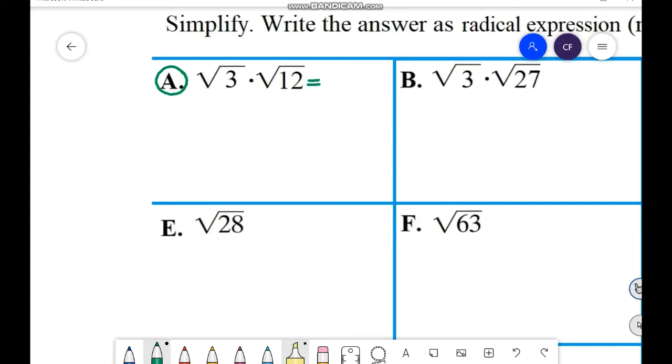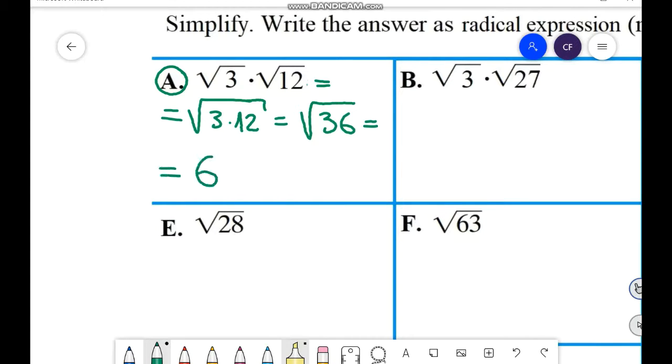This is square root of 3 times square root of 12. We can write the square root of 3 times 12, right? This is square root of 36. And now we know square root of 36 is 6. That's it. This is the right answer. 6.